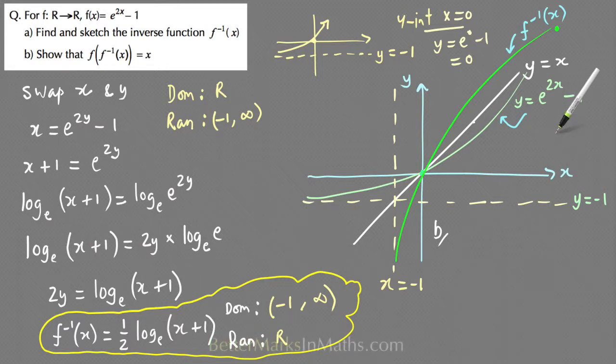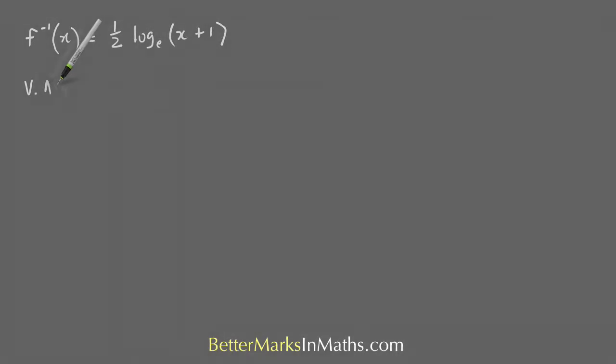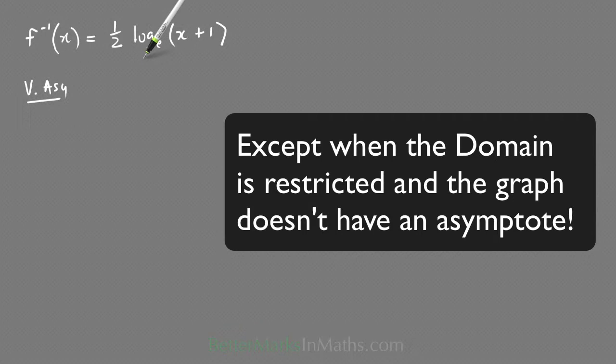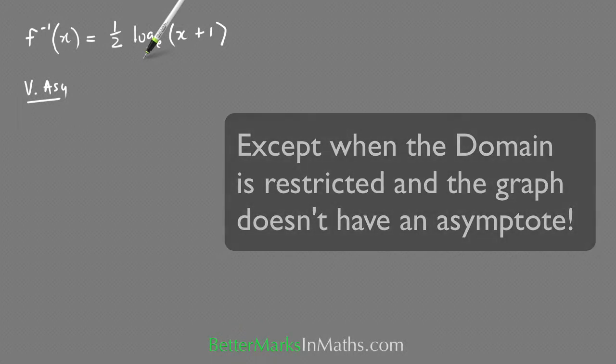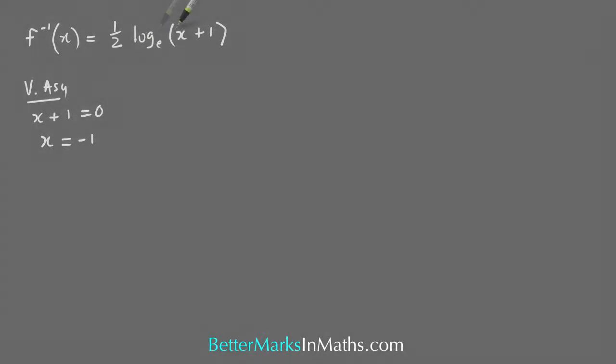Now, if you just had to sketch the inverse on its own, you could do it like this, and I'll show you how to do that on another set of axes. So first of all, with your log graphs, they will always have a vertical asymptote. And the easiest way to find it is just to let this equal 0. So if you go x plus 1 equals 0, then solve that, you get x equals minus 1, and that's the equation of the vertical asymptote. It's just a normal log graph.